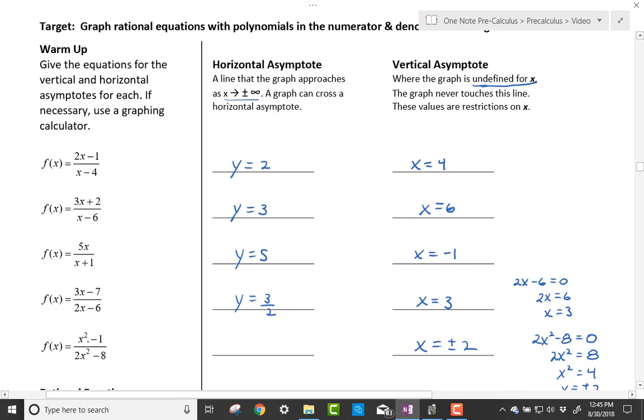We've got some squared terms here. x squared over 2x squared. Because the degree of the numerator is the same as the degree of the denominator, I can simply divide them out. This is 1x squared over 2x squared, so that's going to be y equals 1/2.